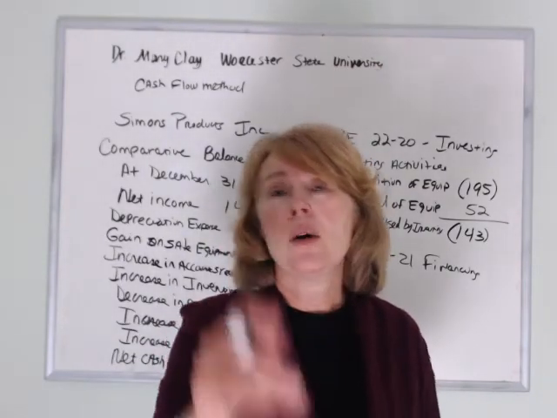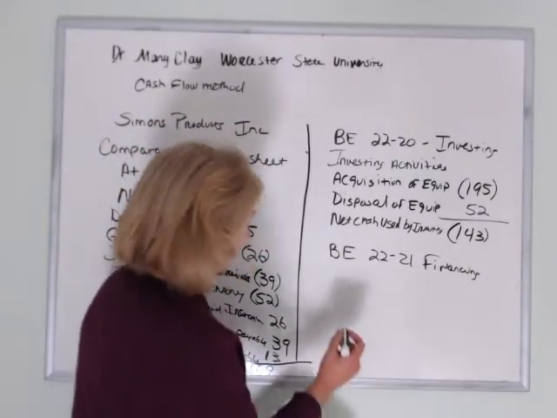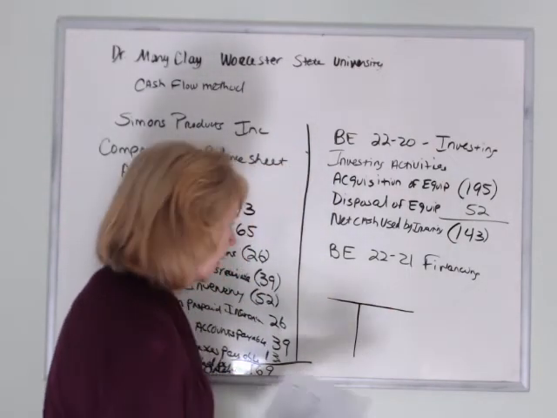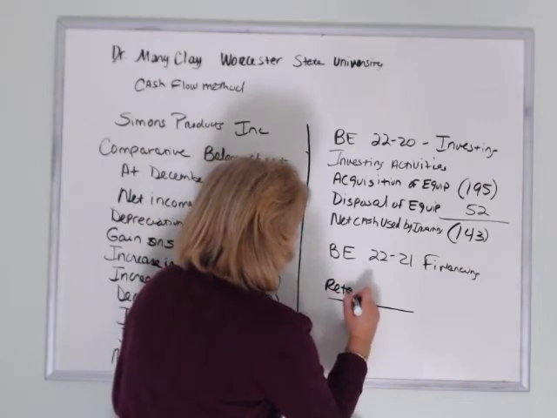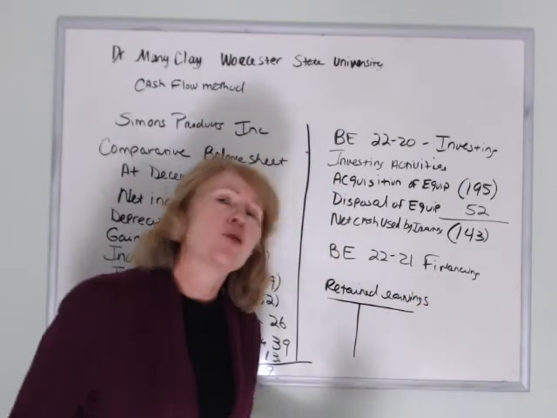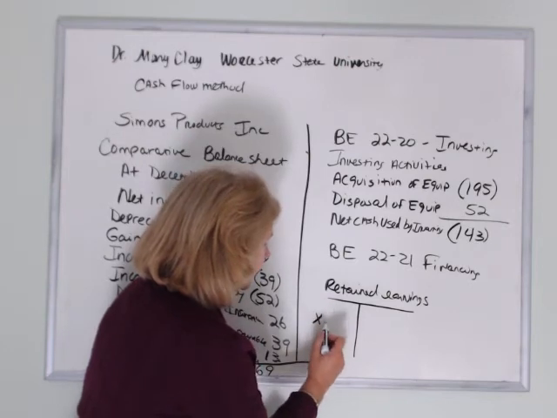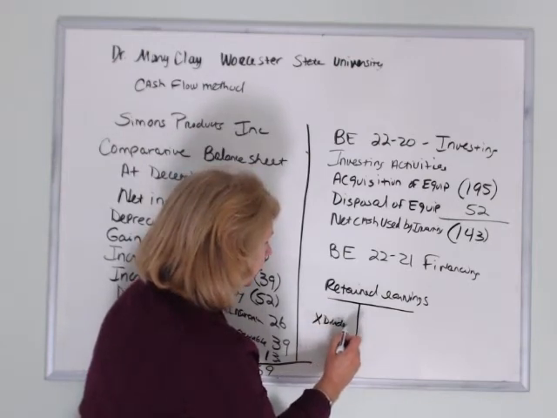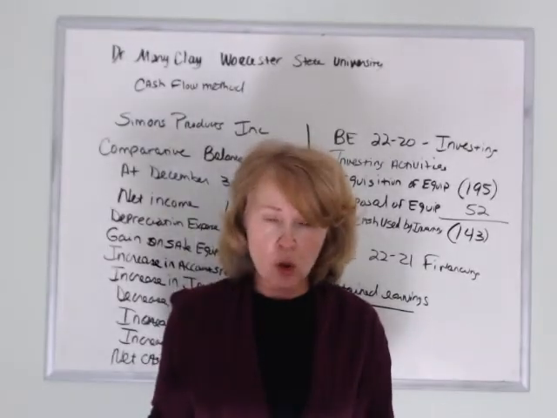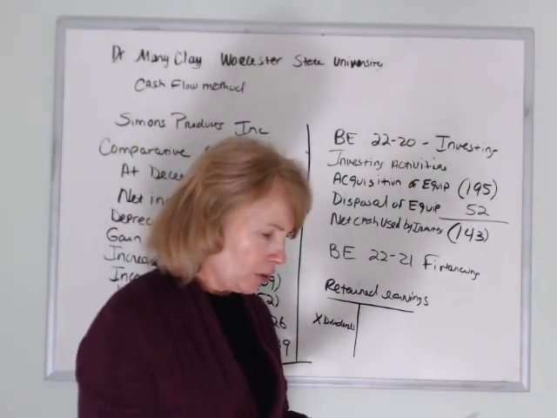All right, now here's the difficult part. Let me go over here, and I'm going to erase in a minute. I'm going to draw a T account. Okay? I'm going to draw a T account, and I'm going to start with retained earnings. What am I trying to figure out? I'm trying to figure out dividends. X. This is dividends. What is it? They didn't give it to me. What did they give me? Well, let's go to the balance sheet. Let's find the retained earnings.